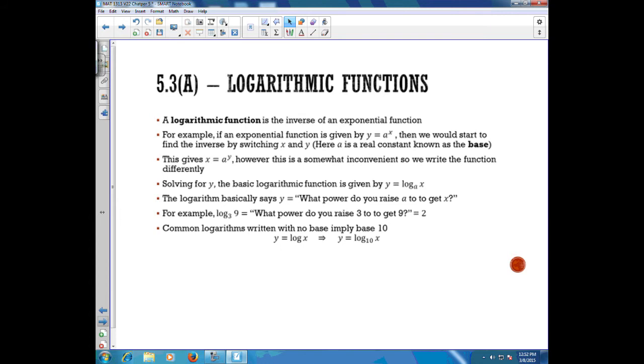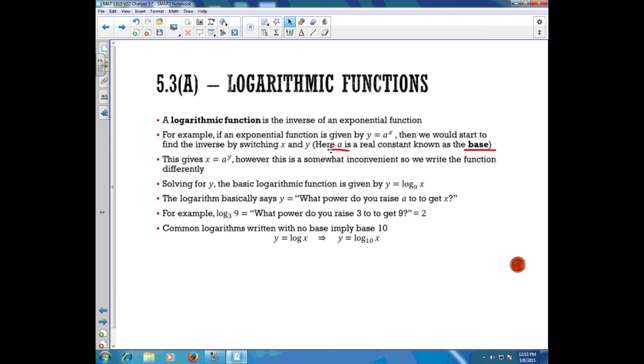So a logarithmic function is the inverse of an exponential function. We talked about inverse functions first, then we talked about exponential functions. A logarithm is just the inverse of an exponential. For example, if an exponential function is given by y equals a to some power x, then we would start to find the inverse by just switching x and y. And I wanted to point out here that we refer to a as what's called the base. So I'm referring to the base, I'm talking about that number a.